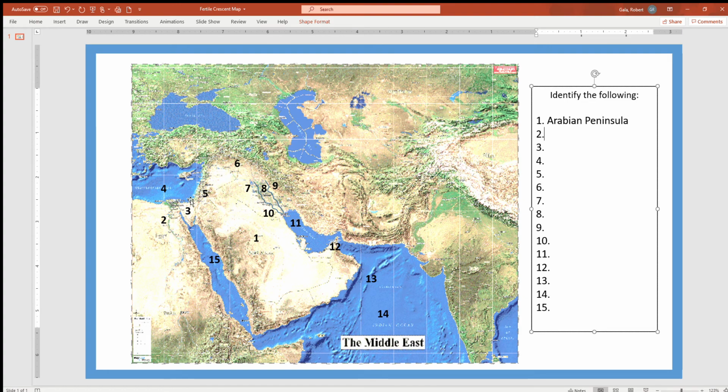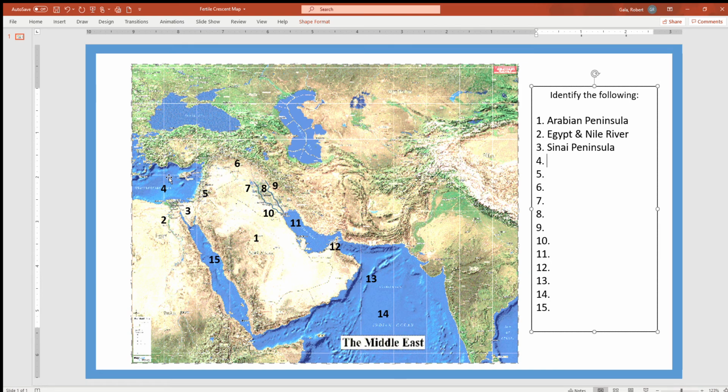Number two would be right here in North Africa, and this would be Egypt and the Nile River area. Number three is this peninsula right here. This is the Sinai Peninsula. Let's identify all 15 of these first, and then we'll explain a little bit more.